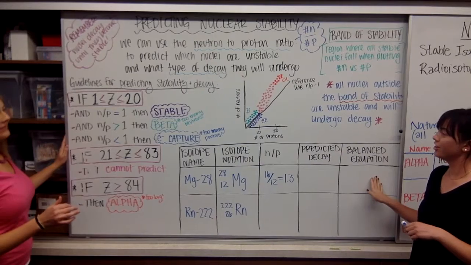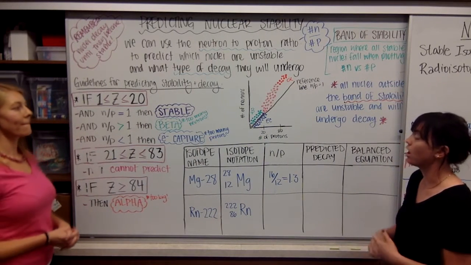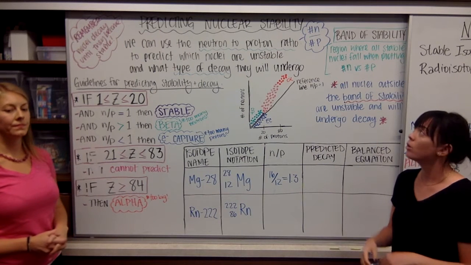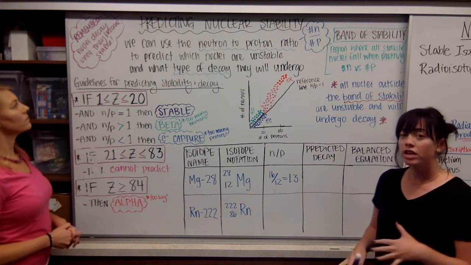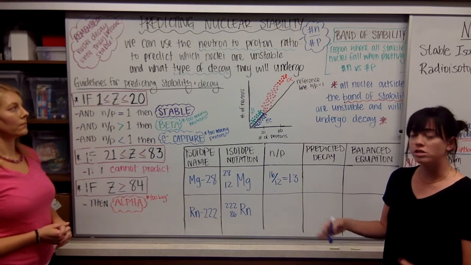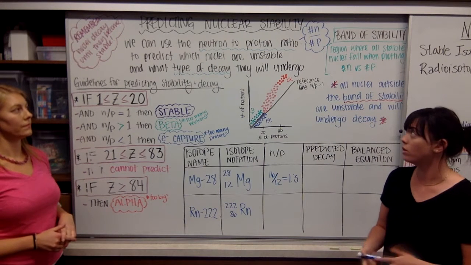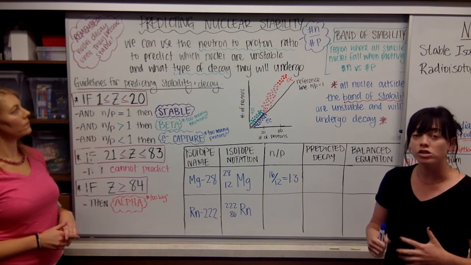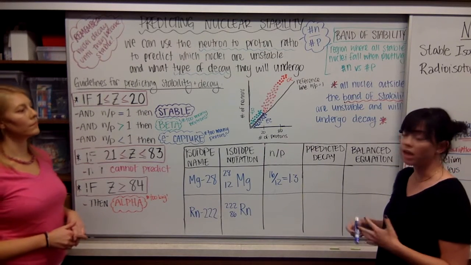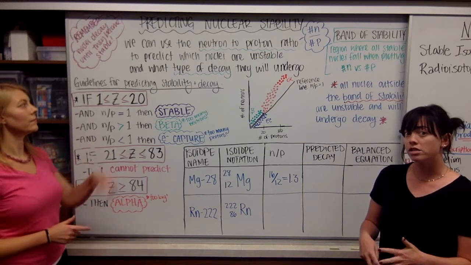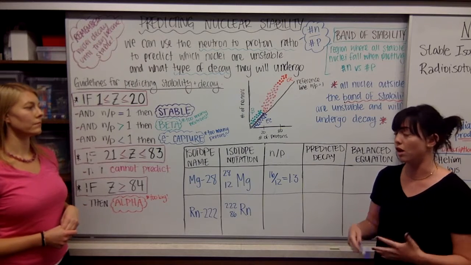Okay. So, now that you know how to balance a nuclear equation and you know the different types of nuclear decay, we're going to talk about how you can predict that nuclear decay. Using our ratio of neutrons to protons, we can actually predict what sort of decay a nucleus will undergo. We first use our neutron to proton ratio to determine whether or not our nuclei are unstable. And if they are unstable, then we can also use that to predict what type of decay they will undergo.